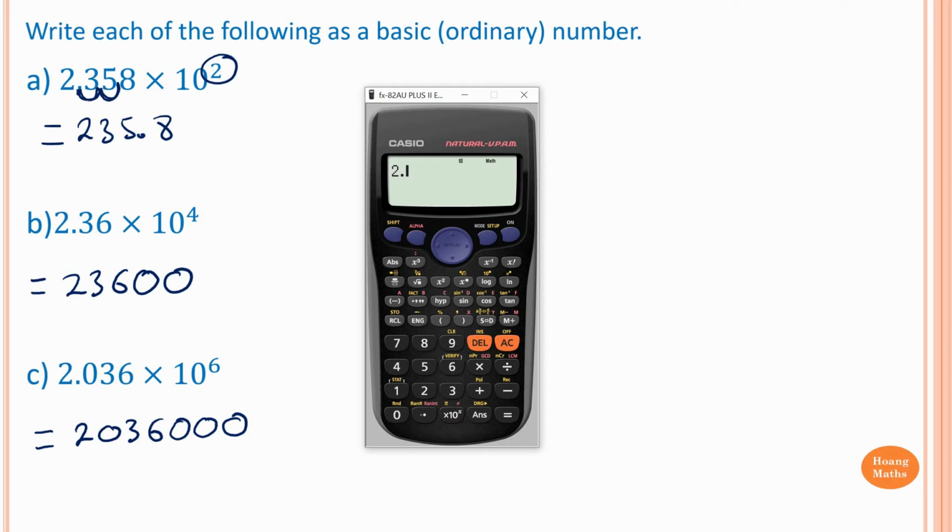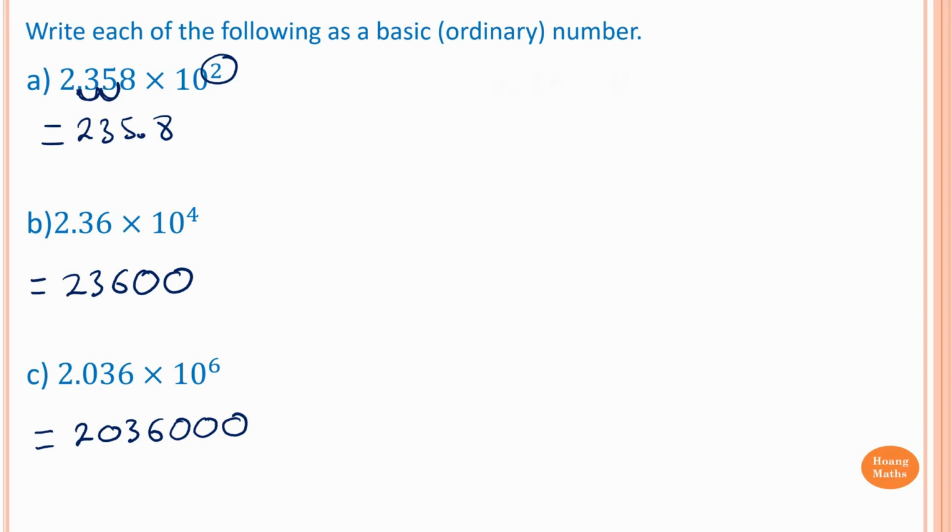And we can use a calculator to check it as well. So 2.036, and we press this button here, which is times 10 to the power of x. We press that, and then we press 6. It gives us 2036 and 3 zeros at the end. So that is correct.